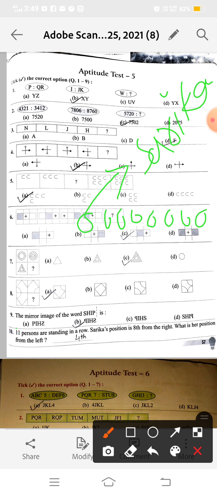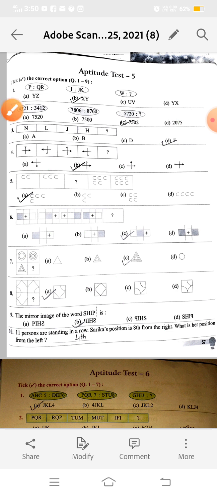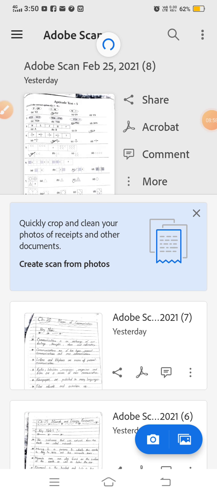Sarika's position. Okay, now here are the 11 persons. So 8, 9, 10, 11. So from the right, what is her position from the left? So 1, 2, 3, 4th. Sarika's position from the left side is 4th position. Okay, so in your homework you have to do questions 3, 4, 5, 6 and 9. Okay, now come to the aptitude test 6.